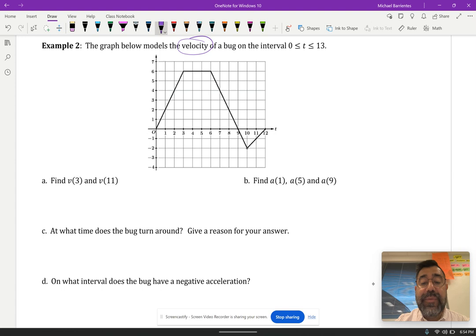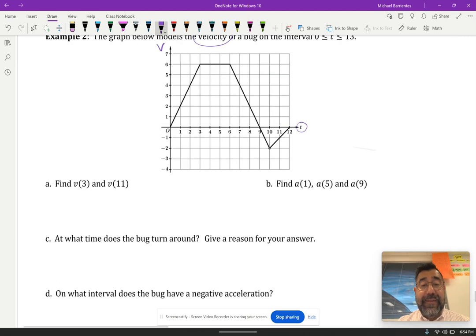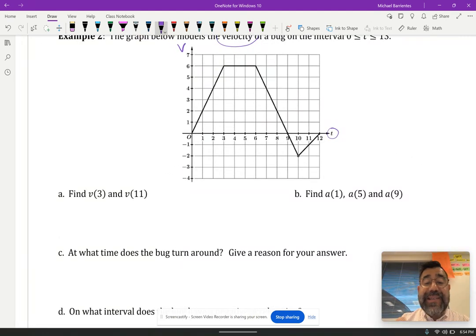So they labeled t on the horizontal axis. Let's label v on the vertical axis. We're looking for v of 3 in part A. Okay, so v of 3. Well, this is the graph of v. So if I go looking when my time is 3, my velocity is 6. So v of 3 equals 6. We're also looking for v of 11. So if I go looking at time 11, my v is negative 1. So v of 11 equals negative 1.